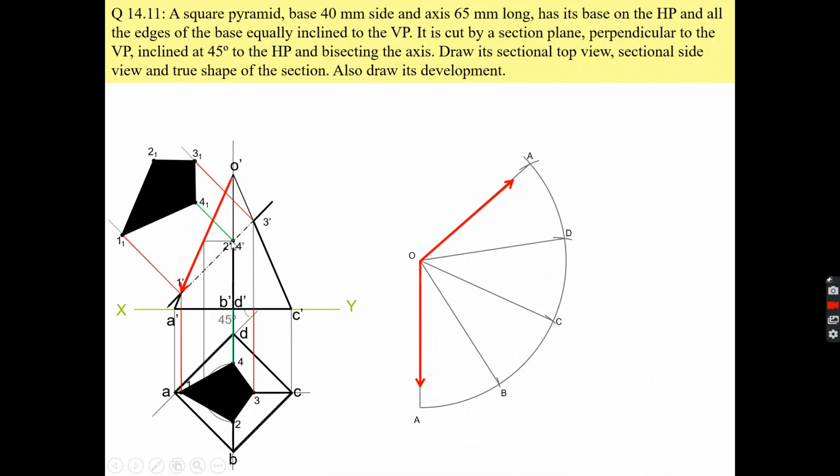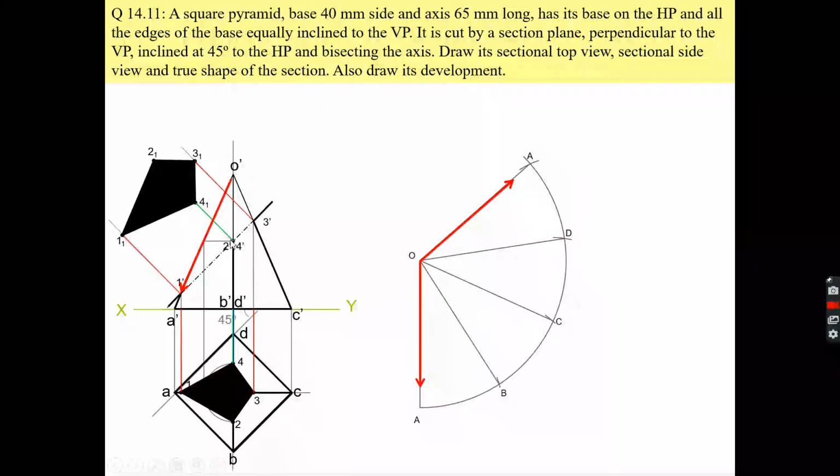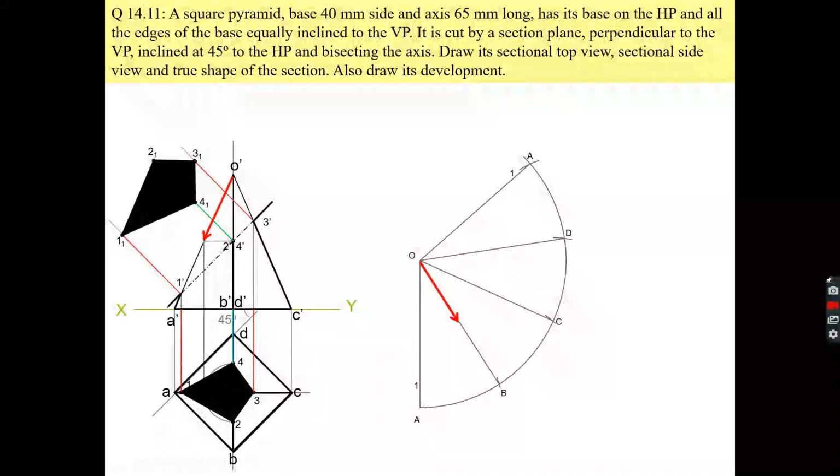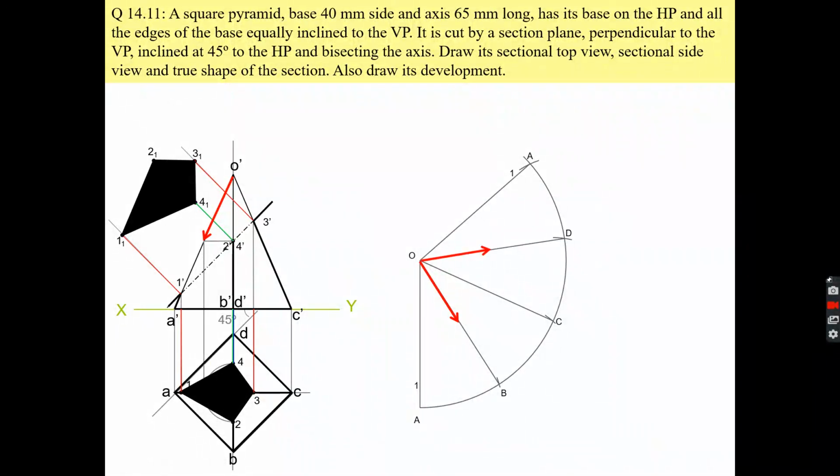You have to mark it on the true slant edge. Okay, so you have already done that part when you were drawing the front view, top view, and true shape. These 2 points, 2 and 4, you have marked on the true slant edge. Now you can easily measure the distance of these 2 points from the point O, like this, and you can mark it on the slant edges OB and OD, like this.